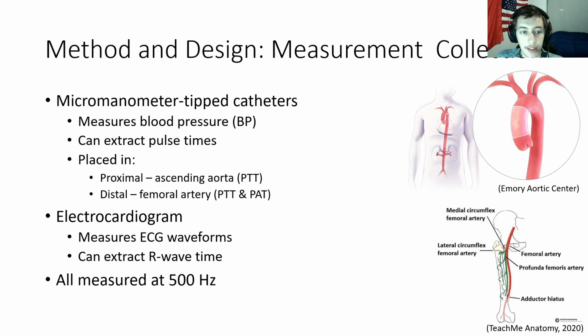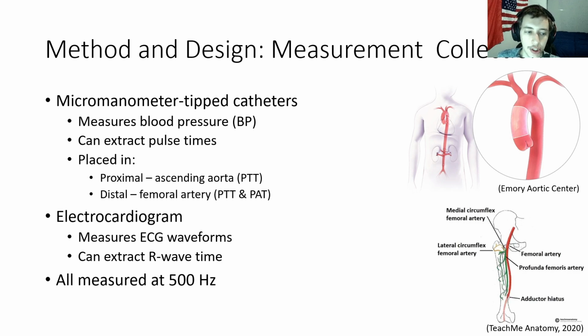In terms of how they actually collected data, they used micromanometer-tipped catheters that can measure the blood pressure, and since they're getting a time series of the blood pressure, they can figure out when the pulse times, or the feet of the pulse waves, are happening. And they did this in two regions. One was the ascending aorta, which is near the heart, and the other is the femoral artery, which is in the periphery, in the leg.